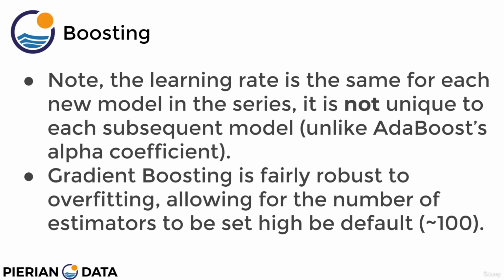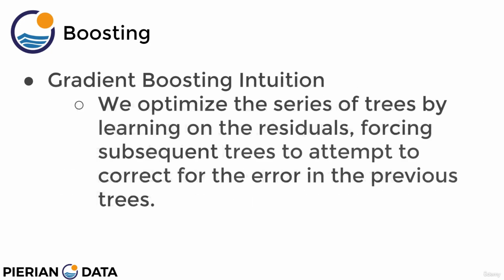So what's really nice about these more advanced tree-based methods, whether it's Random Forest, AdaBoost, or Gradient Boost, you don't really need to worry too much about overfitting, because it takes a lot of trees before you reach that point. So typically you just get no improvement in the performance, and so there's no need to continue on to the overfitting stage. So what's the actual intuition we can grasp from gradient boosting? Really what we're doing is we optimize the series of trees by learning on the residuals, which forces subsequent decision trees to attempt to correct for the error in the previous trees, since they're just trying to figure out that error based off the features instead of going straight for that y hat prediction.